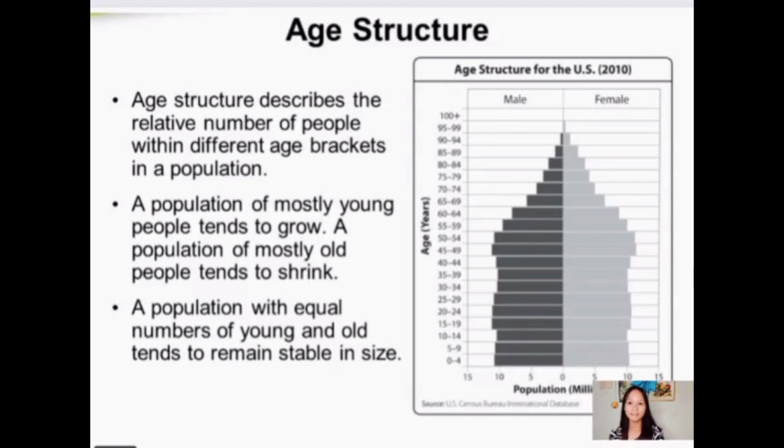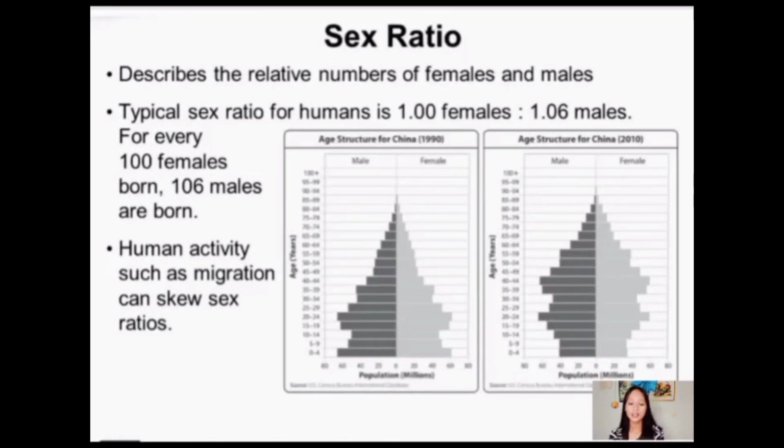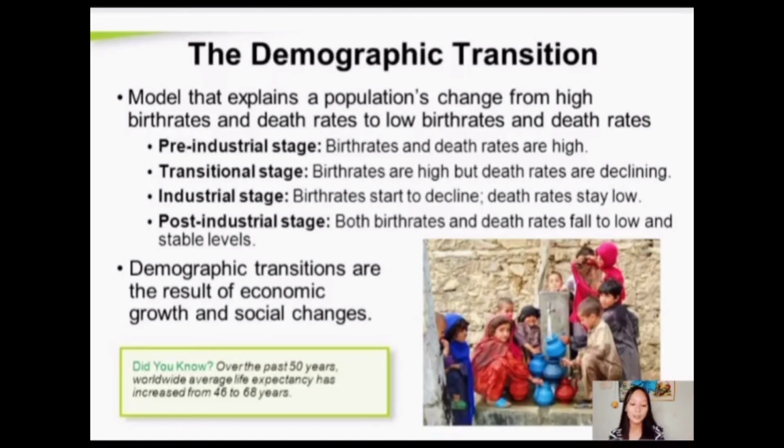And next, sex ratio. It refers to the total number of males for every 100 females in the population, or it describes the relative numbers of females and males. And next, the demographic transition.